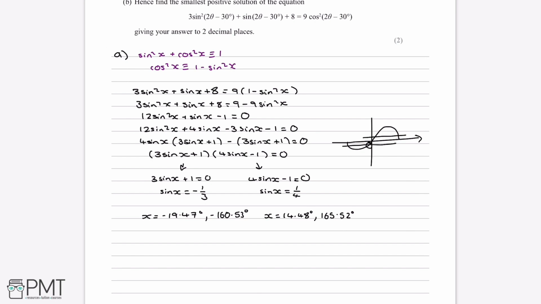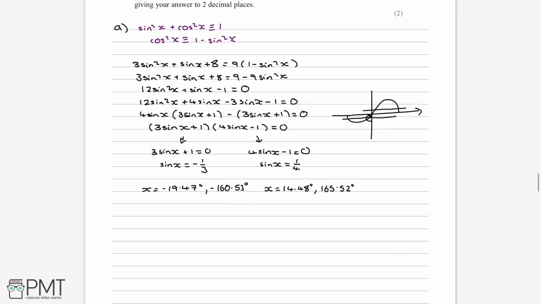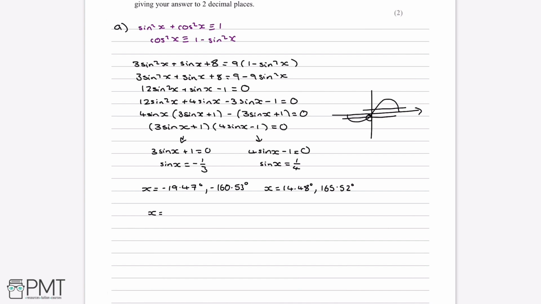So now we have four solutions, and these are the only four solutions, because if we remember, we are within this range of between minus 180 and 180 degrees. So these are our four answers, and if we write it out a bit clearer, and in order, we can say that x is equal to minus 160.53 degrees, minus 19.47 degrees, 14.48 degrees, and 165.52 degrees, and this is all to two decimal places.